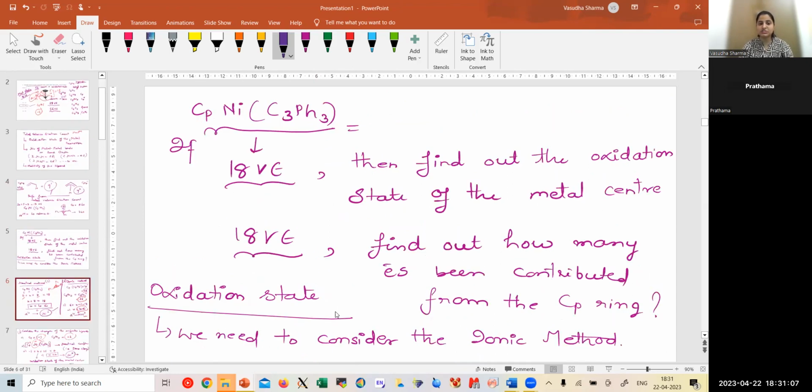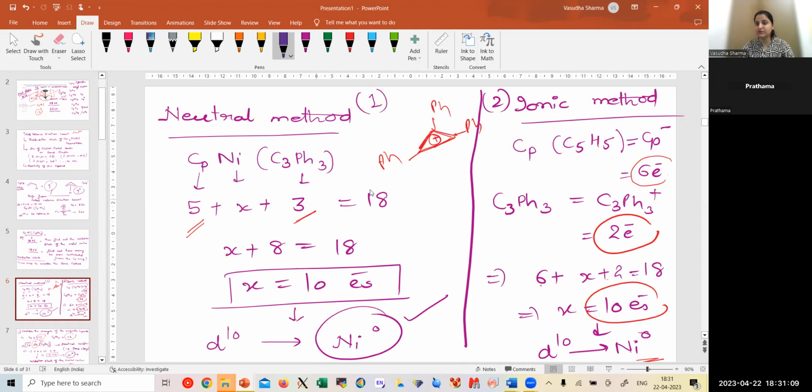And then oxidation state also we calculated both with the neutral method and the ionic method. Here we have to be very careful when we are taking the neutral method into consideration. You need not take any charges. The metal has to be taken as 0 because we are talking about the neutral method. The Cp or any other ligand for that matter, no charges there. But in the ionic method, you need to be careful, because the Cp's charge should be considered, the metal's oxidation state has to be considered. Everything has to be taken into consideration for that matter.